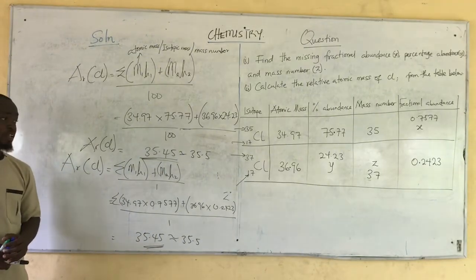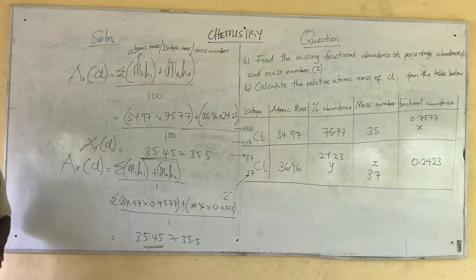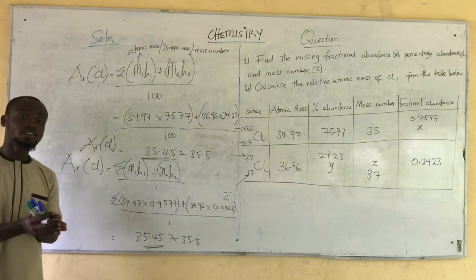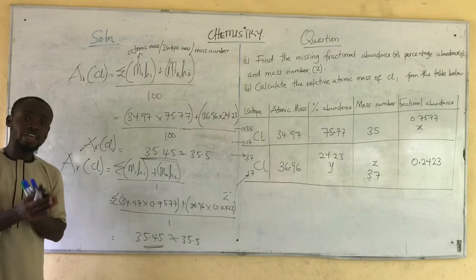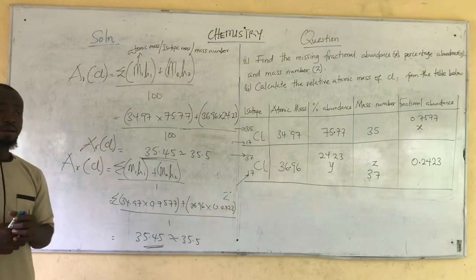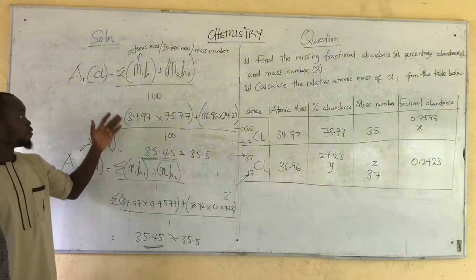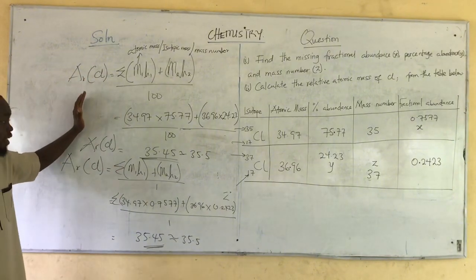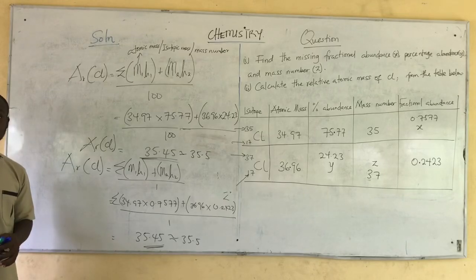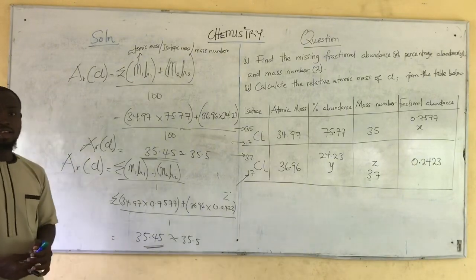Is that okay? Please, anytime you calculate the relative atomic mass of an element, it is just the summation of the mass of the individual isotope times the abundance, all divided by the total abundance. So we've calculated it using the percentage abundance and also using the fractional abundance. Is that okay? Now let's take another question.